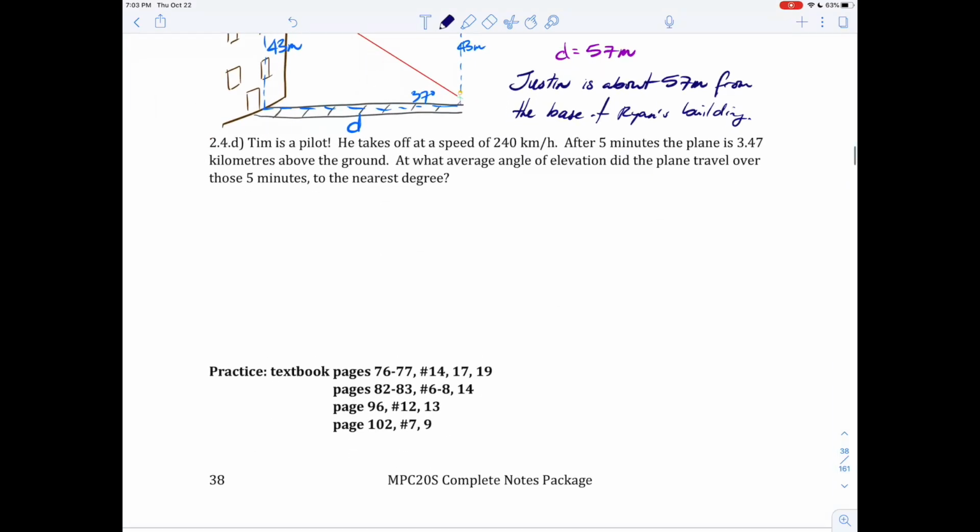Right, last but not least, we've got Tim, and he's a pilot. And Tim takes off at a speed of 240 kilometers an hour in his plane. After 5 minutes, the plane is 3.47 kilometers above the ground. At what average angle of elevation did the plane travel over those 5 minutes to the nearest degree?